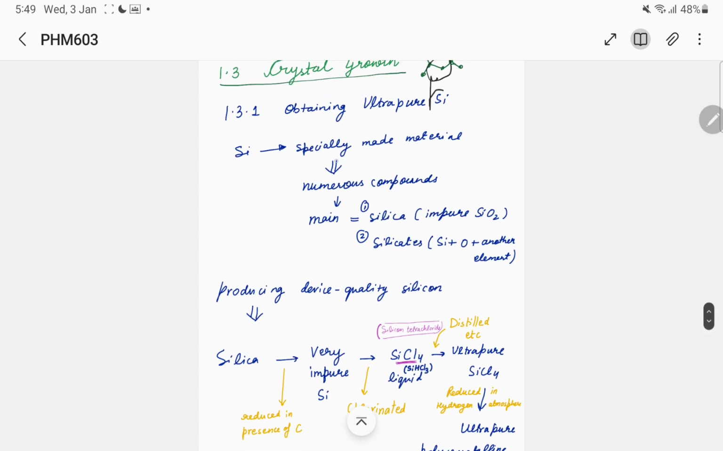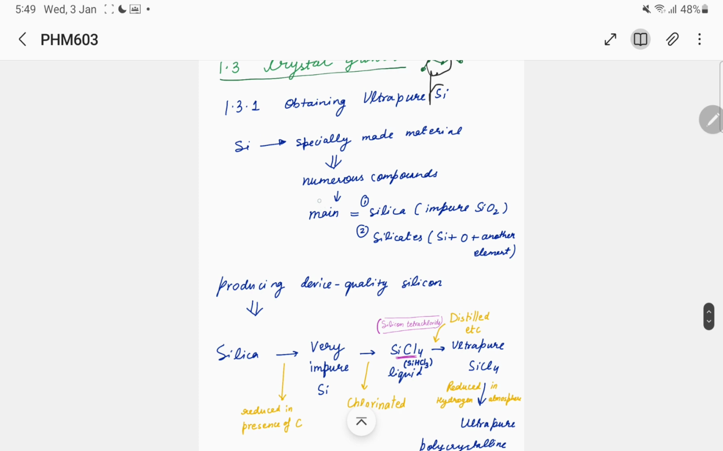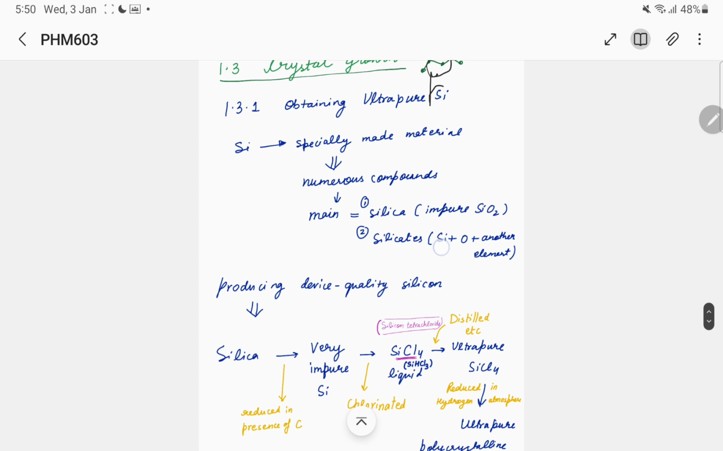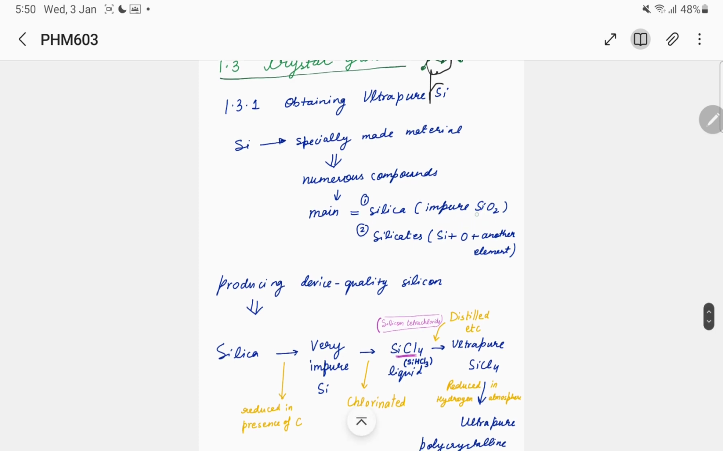So silicon is a specially made material. Basically, you can find silicon in numerous compounds, but you can't just find only silicon. There will be compounds of silicon like silica. The two main compounds we can find in the atmosphere and on planet Earth are silica, which is impure silicon dioxide, and silicates, which is silicon plus oxygen plus other elements.